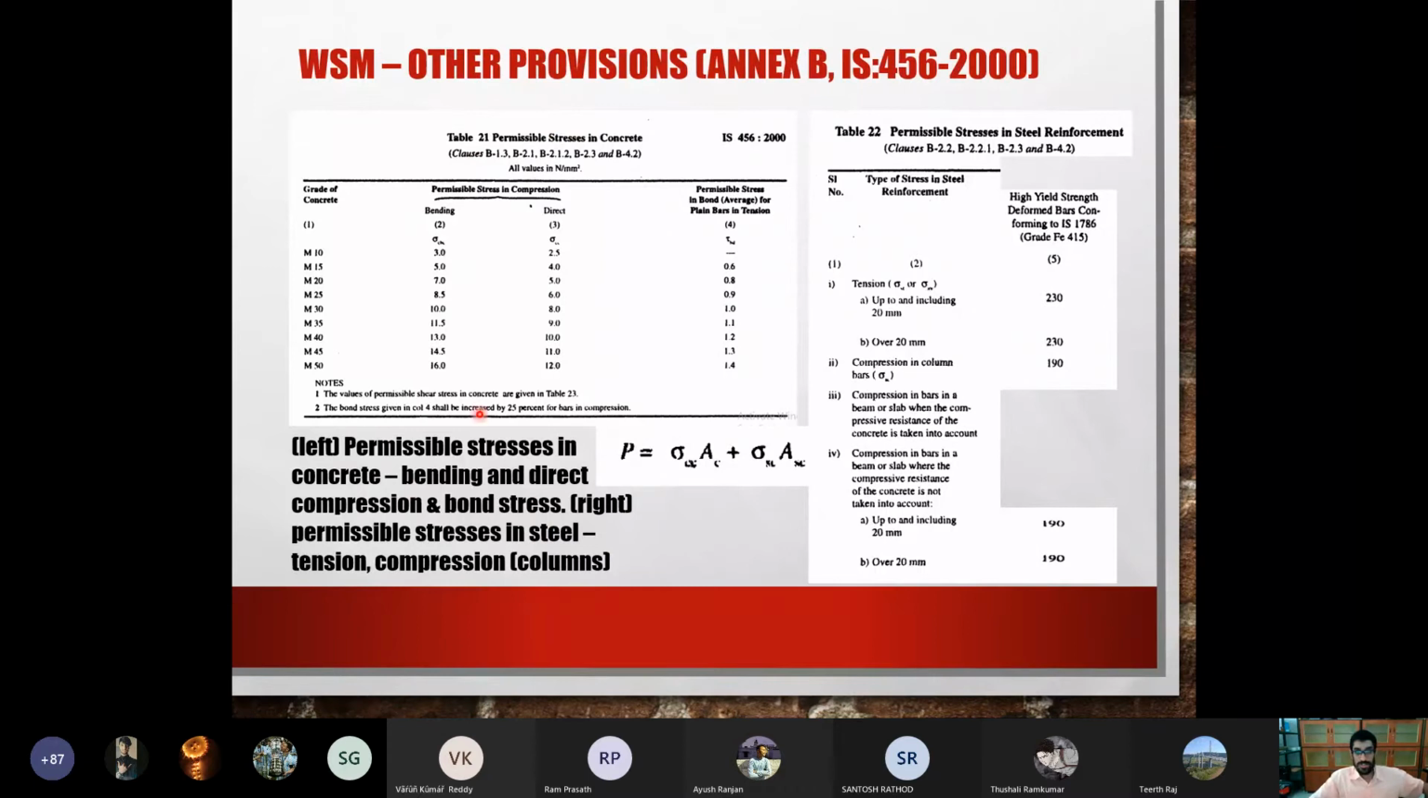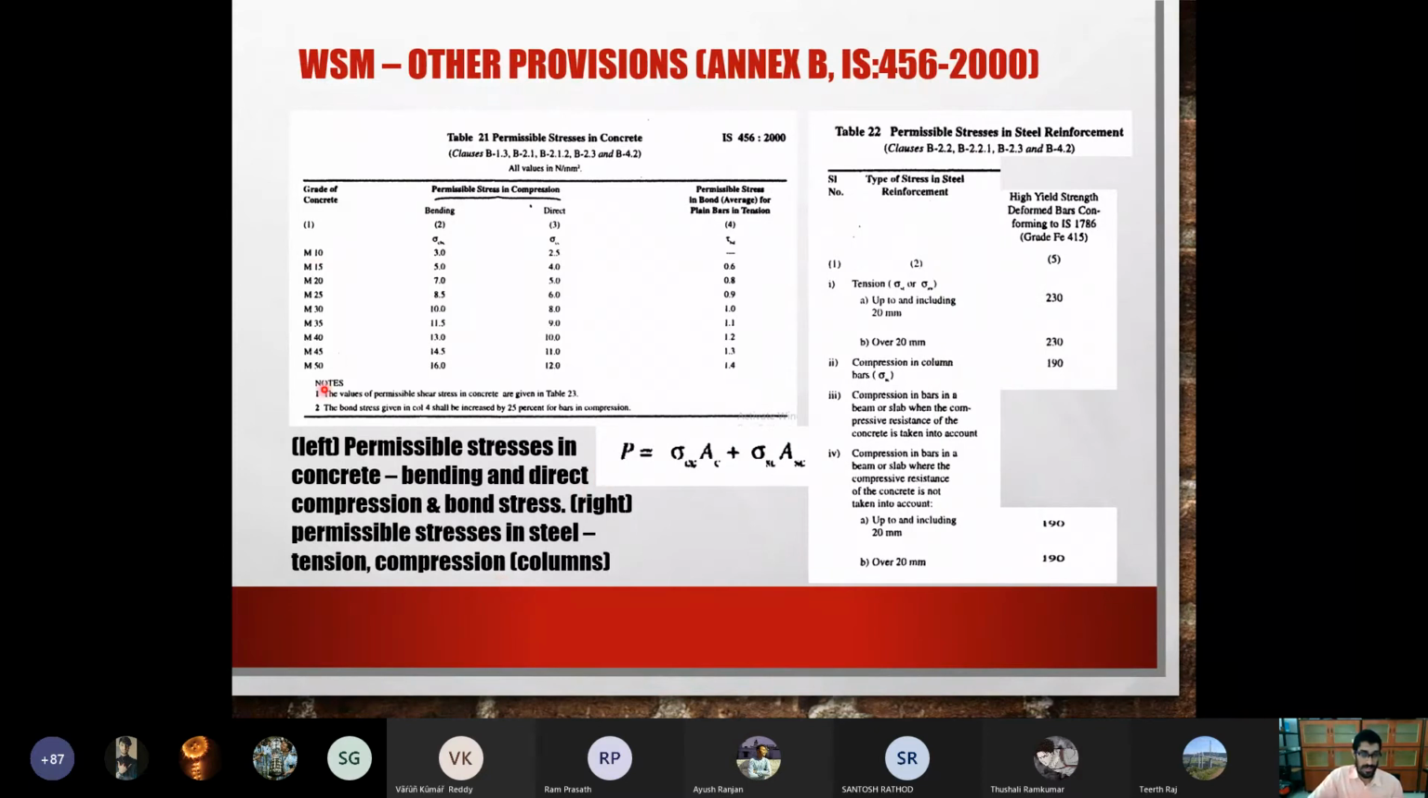Okay. So these are some other provisions for your working stress method. You can just have a look at it. If you have your code book, either have a look at this code book. Probably after this class, sometime when you're free, just open the code book, look at Annex B. It gives you some provisions with regard to the permissible stresses or the working stresses in concrete and in steel.